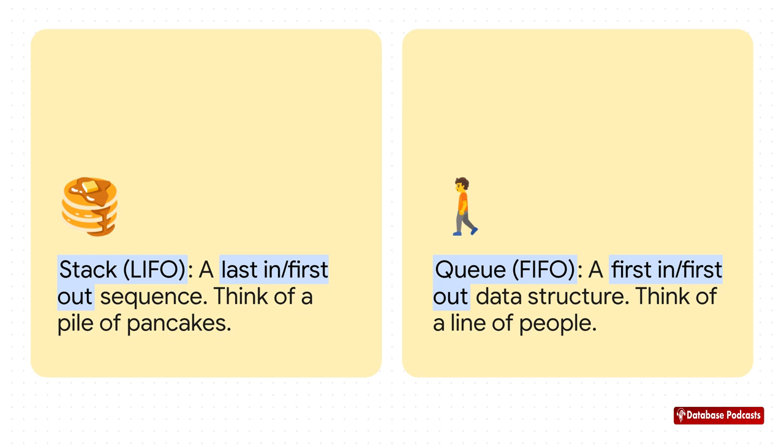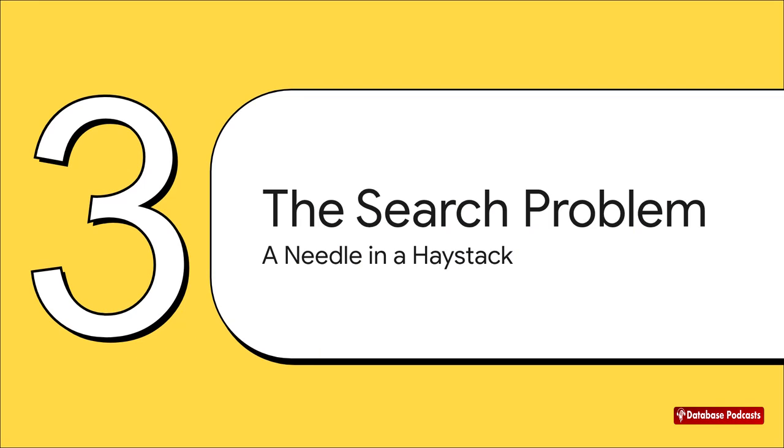Perfect question. That leads us to two really important structures that are all about order. First, there's the stack. It's last in, first out, or LIFO. The best way to picture this is a stack of pancakes. You add a new pancake to the top of the stack, and when you're ready to eat, you take one from the top, right? Then you have the queue. This is first in, first out, or FIFO, and this is just like a line at a coffee shop. The first person to get in line is the first person to be served. Simple as that.